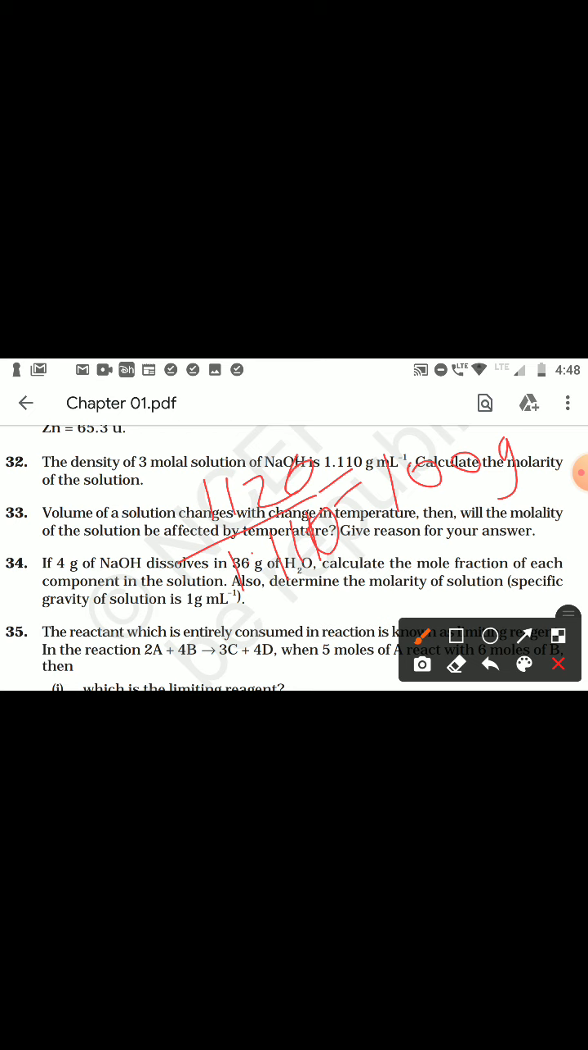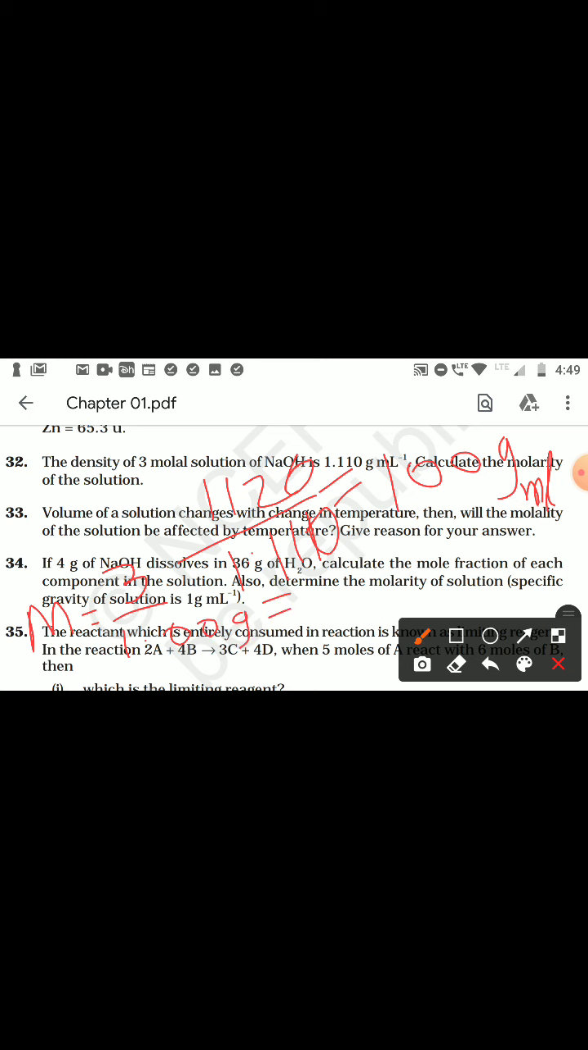Now, once you get the volume of the solution, it is expressed in ml, and we have to convert it into liters. So ml is converted into liters by moving the decimal point. That means here it is 1.009. Molarity is equal to the number of moles, that is 3, divided by 1.009.